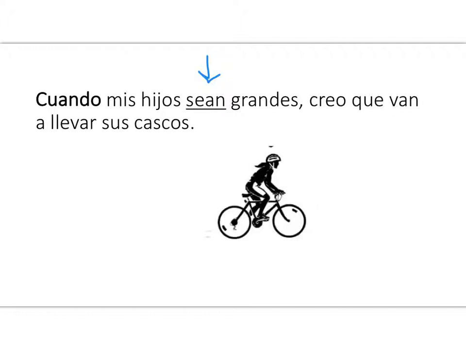which is why our verb after cuando is going to be in the subjunctive. Creo que van a llevar sus cascos. They wear them. They don't object to wearing their helmets ever because it's so habitual, but I feel confident when I'm not around to tell them, put on your helmet, that they still will. Cuando sean grandes. Okay? ¿Entienden? So you're looking for that reference, that implied understanding that we're talking about the future with cuando, okay?